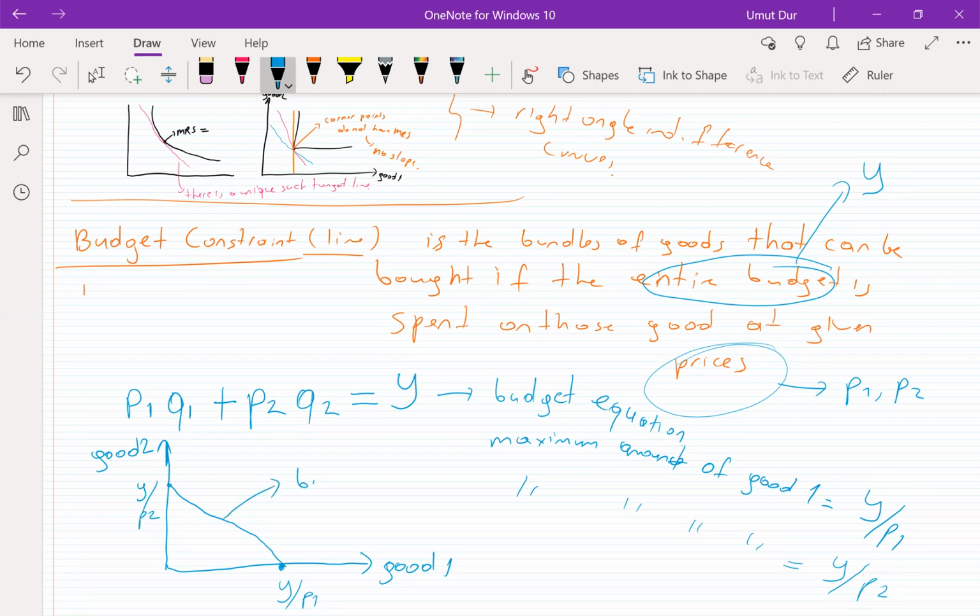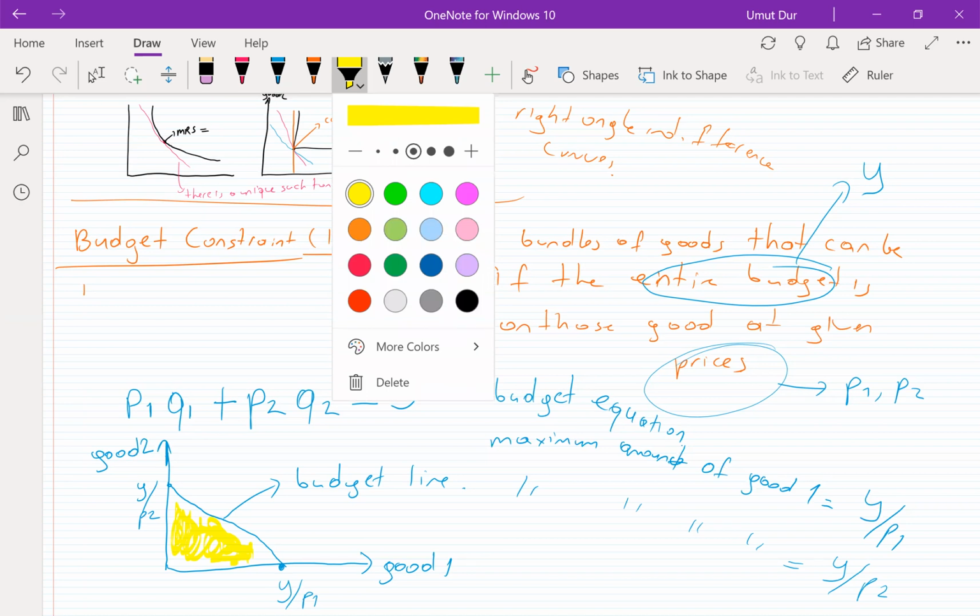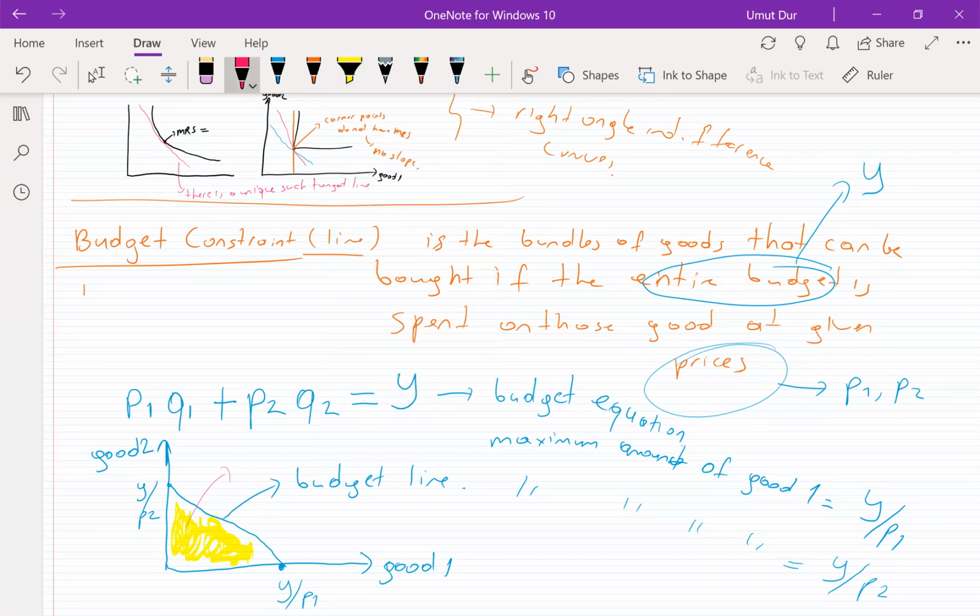So this is the maximum amount. But you can consume also this region. This region is also achievable for you, and this region is called the opportunity set. Okay, so let's stop here.